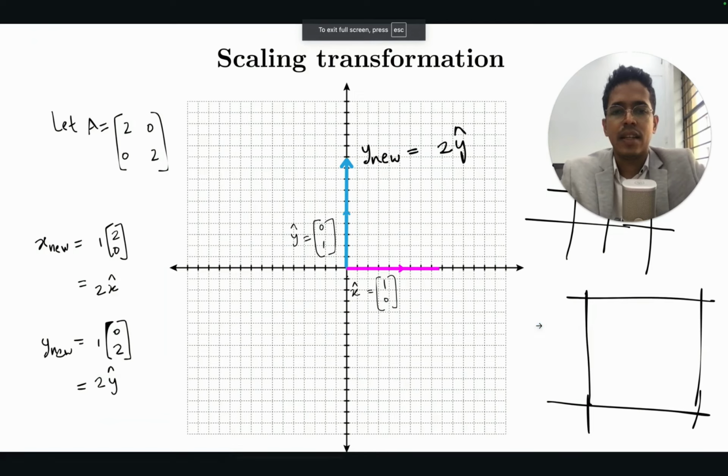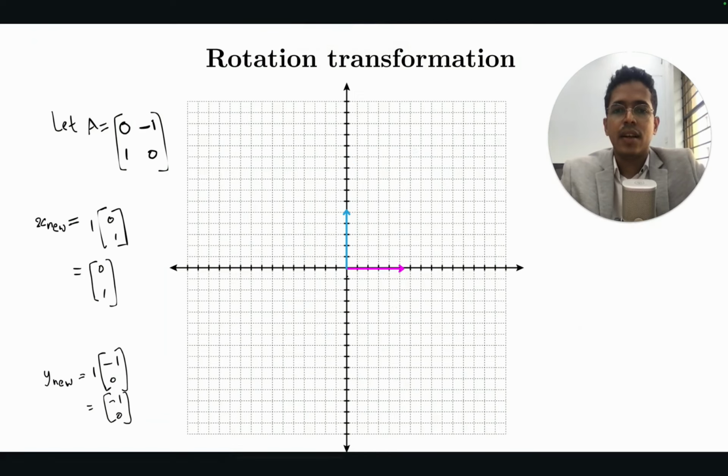And next, let us look at rotation. In rotation, let's say the matrix that is doing the transformation is this. The diagonal elements are 0 and 0. The other ones are like this, -1 and 1. So now x new will be 1 times 0 1, which is the first column itself, and y new will be the second column, which is -1 0. So now you can see what's happening to x new and y new.